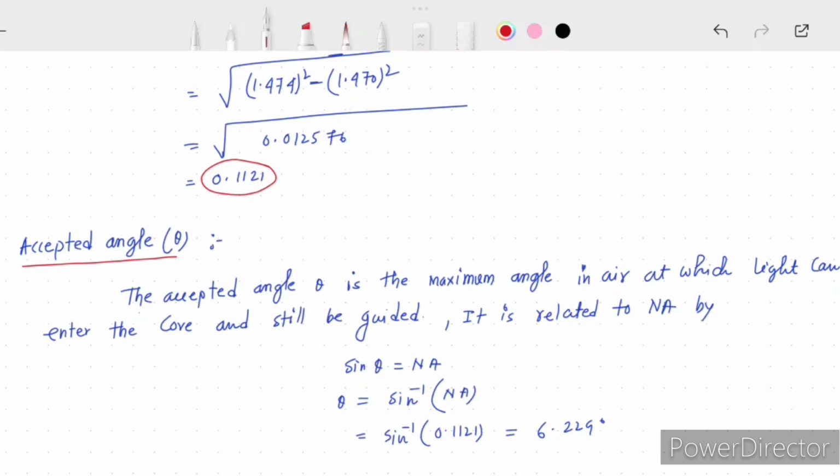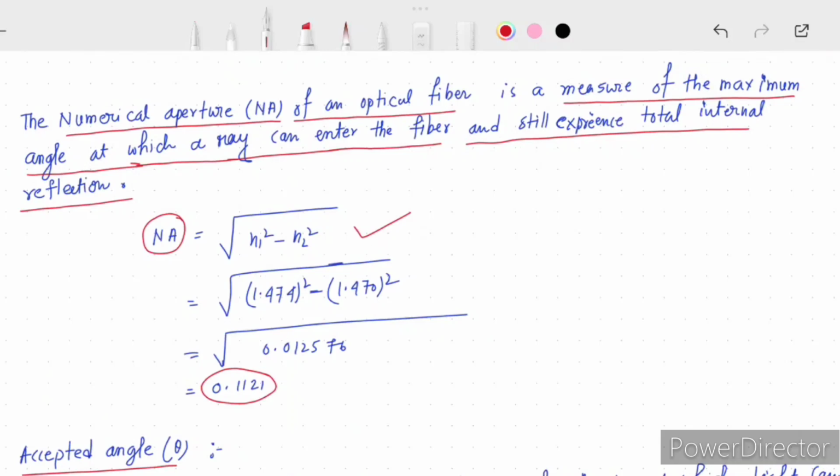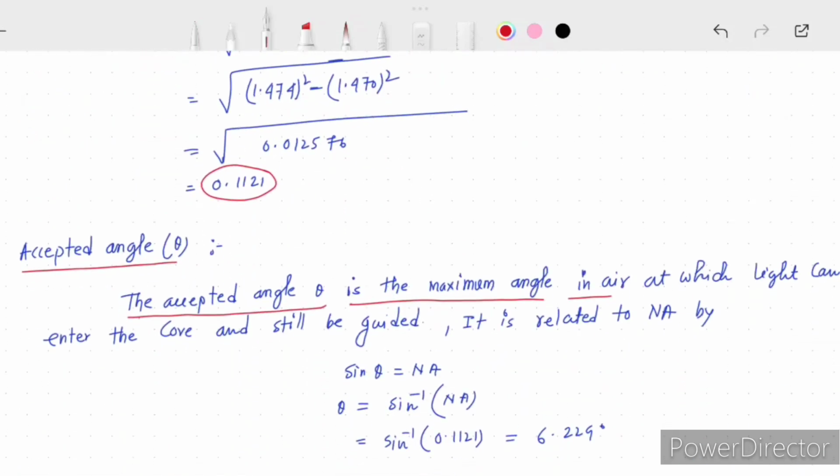The acceptance angle theta is the maximum angle in the air at which a ray can enter the fiber and still experience total internal reflection. Or the acceptance angle is the maximum angle in air at which light can enter the core and still be guided. Okay, still guided.